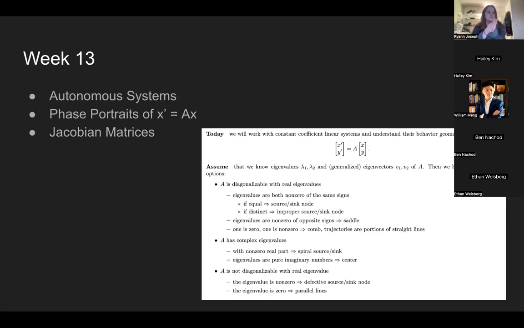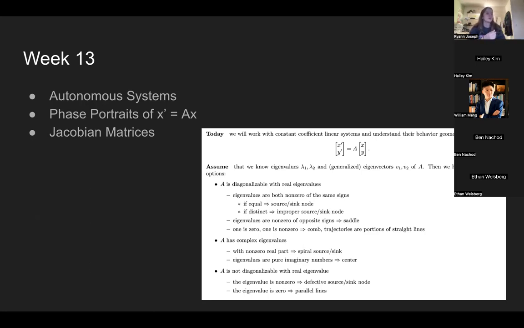Okay. Autonomous systems are systems that don't have any explicit dependence on t. So if it's just x prime is equal to 3x, that doesn't have any dependence on an independent variable, just the dependent variable, if that makes sense.